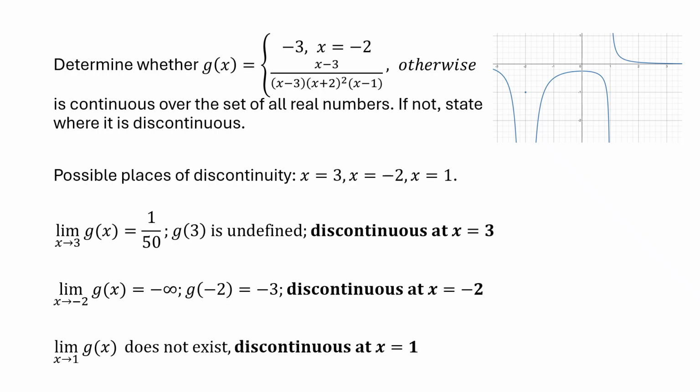And in the last one, we have the issue that the limit just doesn't exist at x equals 1. As x approaches 1 from the left, we're approaching negative infinity, and as we approach x equals 1 from the right, we're approaching positive infinity. So it's discontinuous.